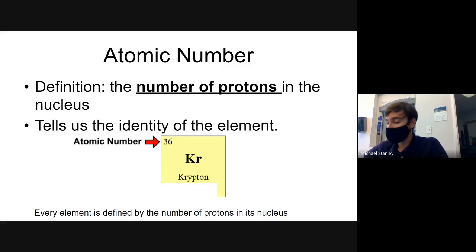So every single atom has a different atomic number. And the atomic number of each atom tells us how many protons are in the nucleus. That's basically the way that scientists determine which atom is which. They divide them up by the number of protons. If you have a different number of protons, then you have a different atom. So krypton, right here, has an atomic number of 36. So krypton has 36 protons.